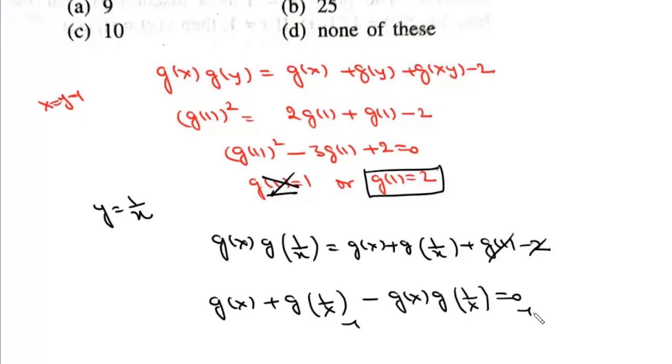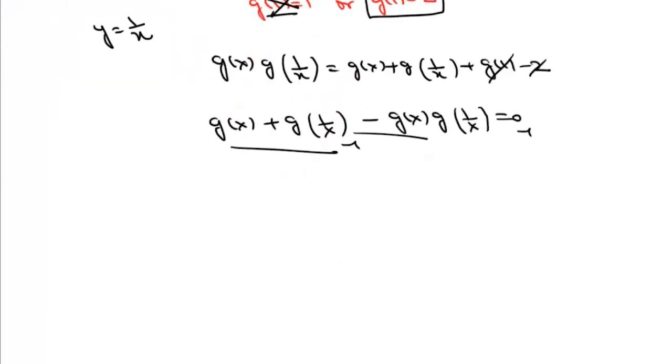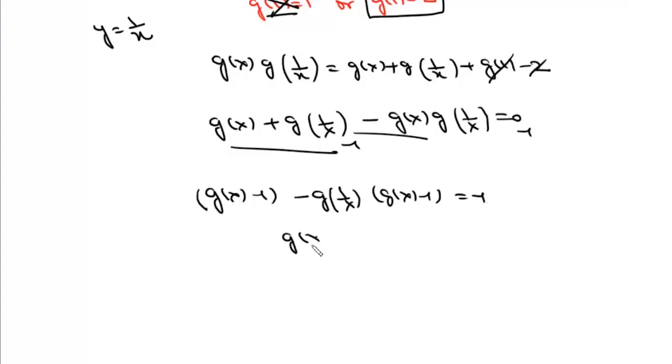Now we'll subtract 1 from both sides. Now we'll take this together and this together. So we can write g(x) − 1, and here we'll take minus g(1/x) common, and then it will be g(x) − 1. This is equal to −1. We'll factorize and multiply by this minus 1 here. We can write (g(x) − 1)(g(1/x) − 1) = 1.